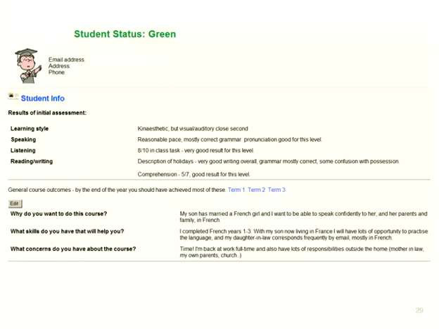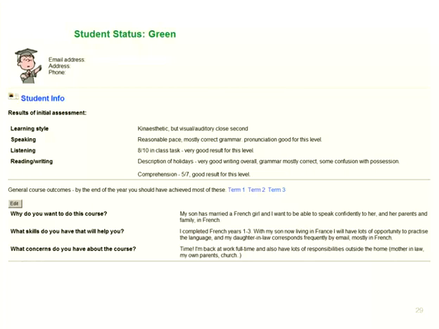Then the second box is a learner-only box. And there are certain questions that they have to answer there. Why do you want to do this course? What skills do you have that will help you? And what concerns do you have? Oh, and additionally, in the tutor box, the course outcomes are there.